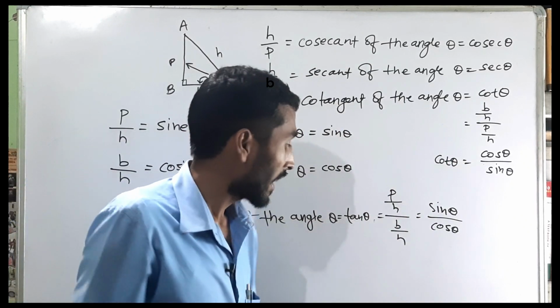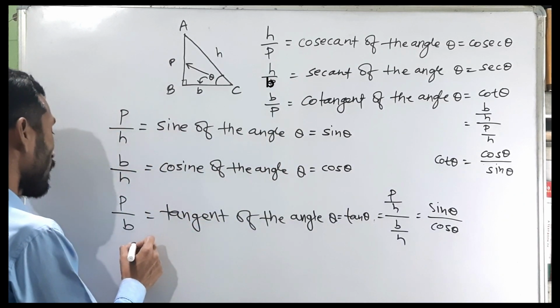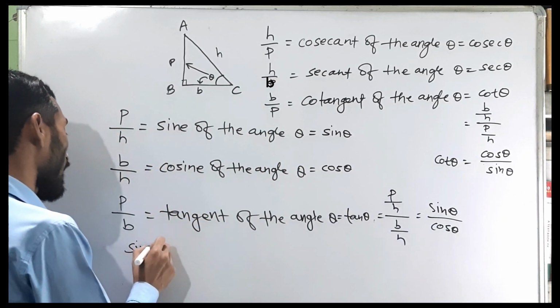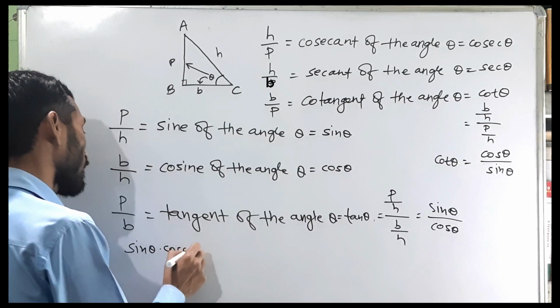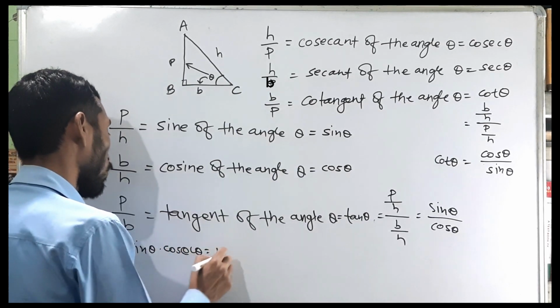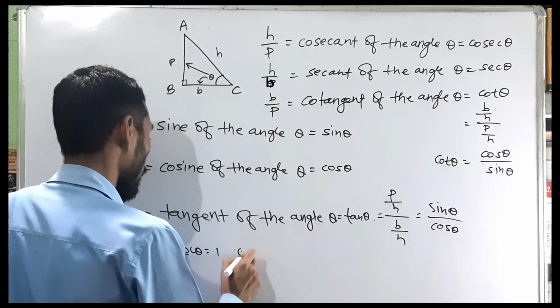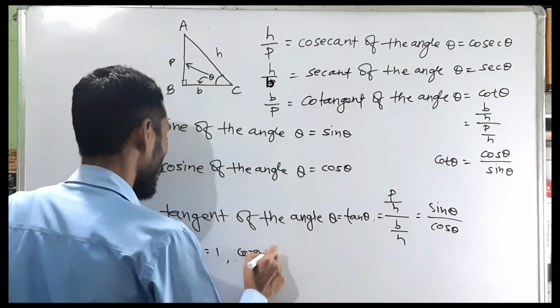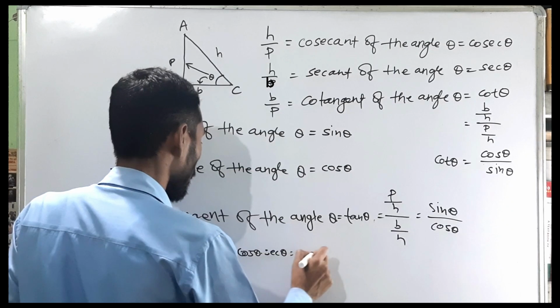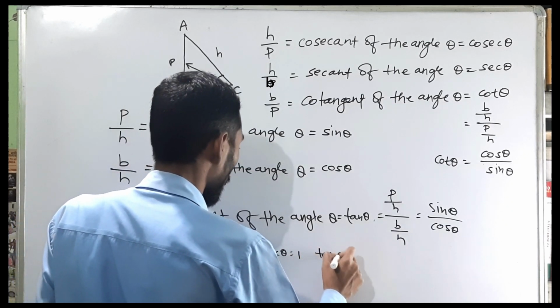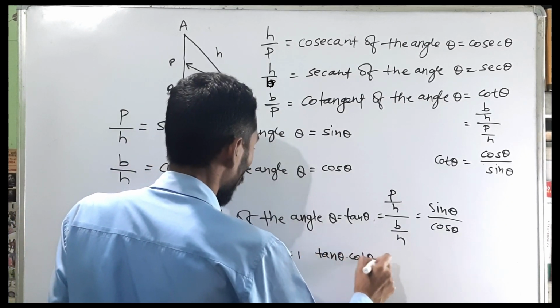So we can write here that sin theta into cosec theta is 1, cos theta into sec theta is 1, tan theta into cot theta is 1.